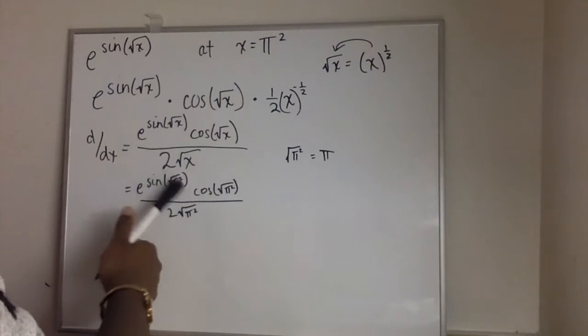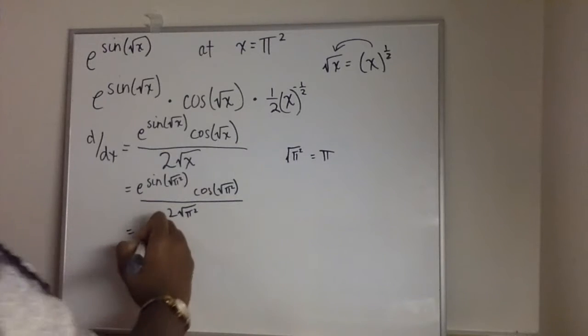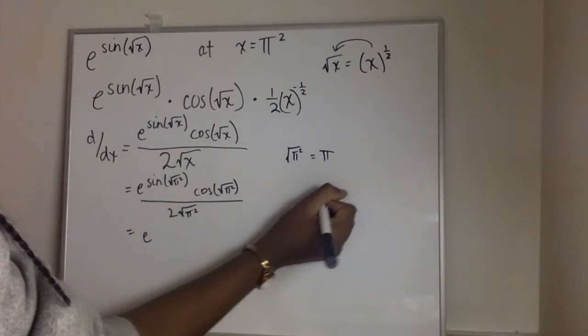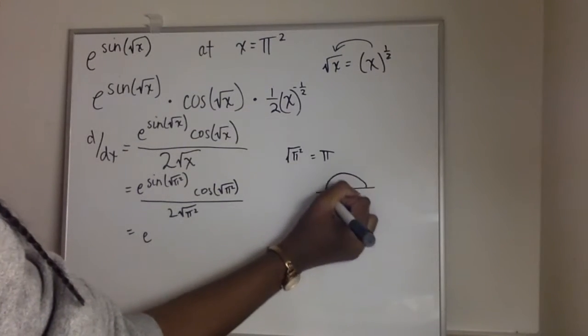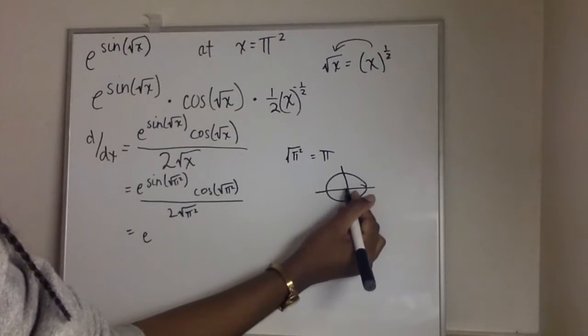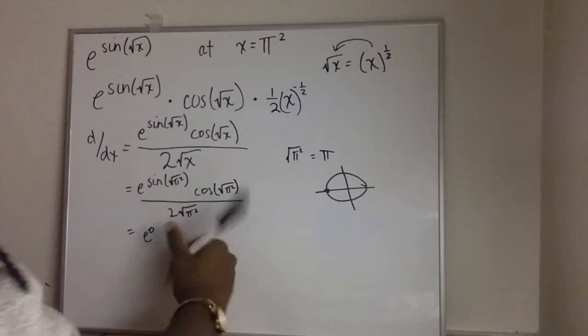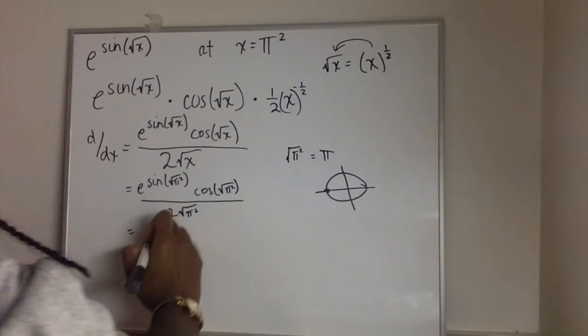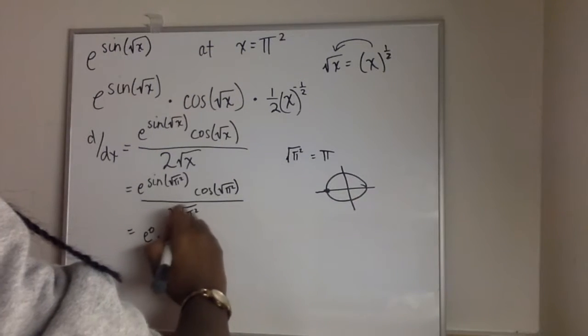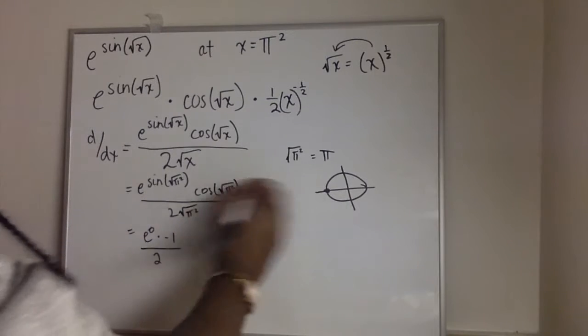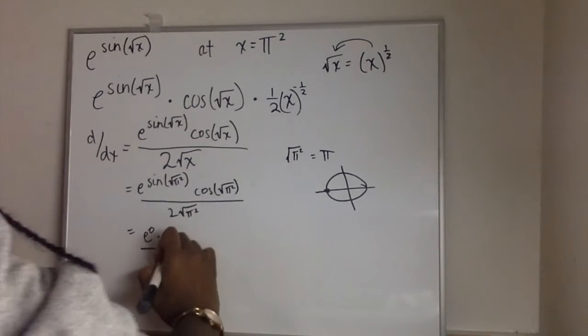So here we have the sine of pi. Well, the sine of pi, if you would draw a little unit circle, here is pi. The sine of pi is 0. So we have e to the 0. The cosine of pi is negative 1. So e to the 0 times negative 1 over 2 times pi.